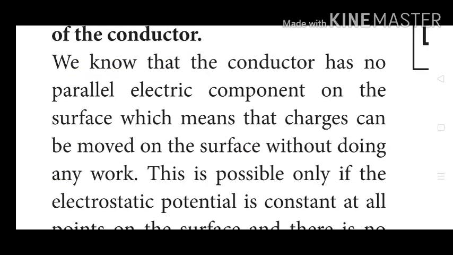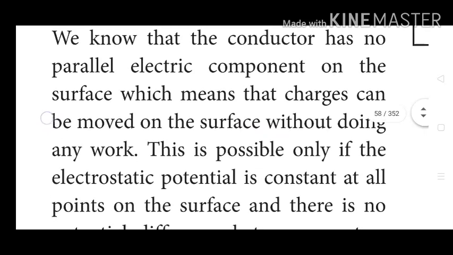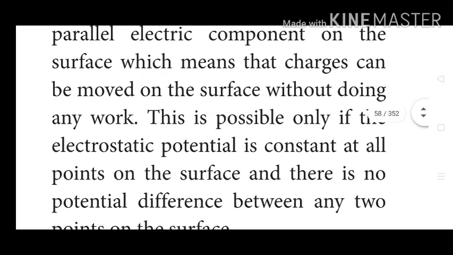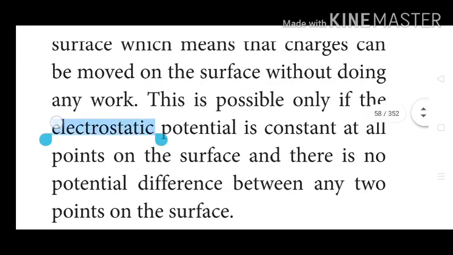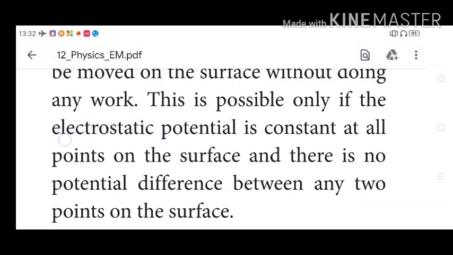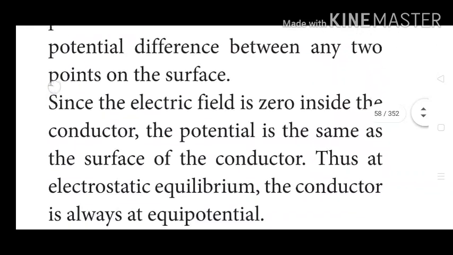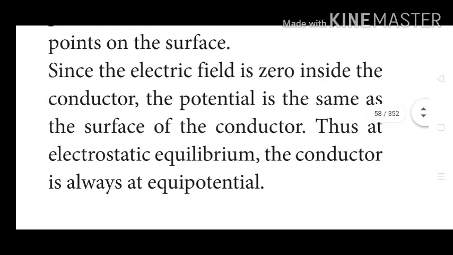Fourth point, the electrostatic potential has the same value on the surface and inside of the conductor. We know that the conductor has no parallel electric component on the surface, which means that charge can be moved on the surface without doing any work. This is possible only if the electrostatic potential is constant at all points on the surface and there is no potential difference between any two points on the surface.